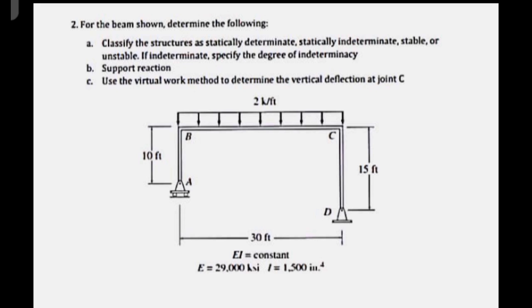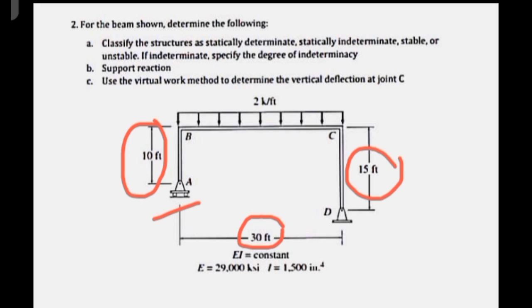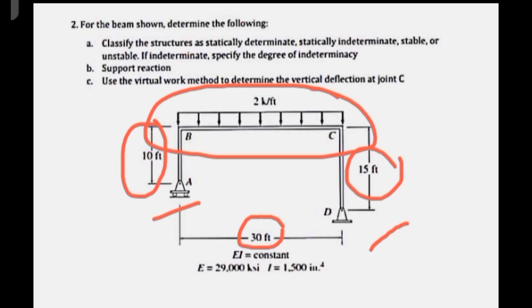So, for our beam shown, we have our length from A to B, which is 10 feet. From B to C is equal to 30 feet. And from C to D, which is 15 feet. We have two supports, the roller support at A and our pinned support at D. Also, we have our uniform load, which is 2 kips per foot.